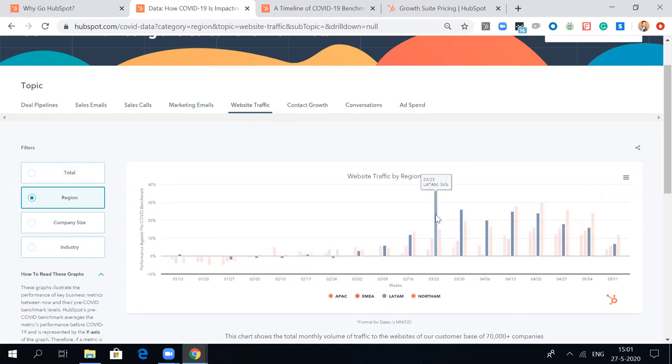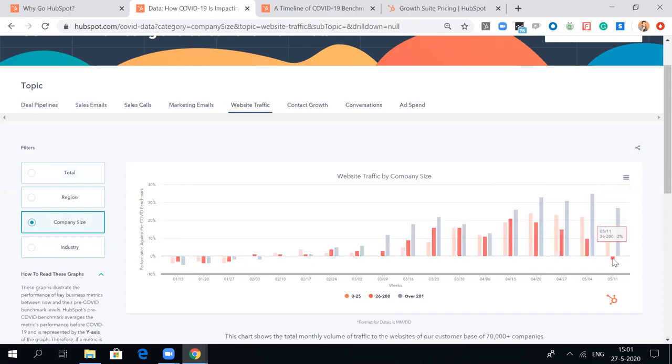Again, we see this per region develop. We've seen this per company size. The interesting thing there is the enterprise segment seems to get a lot of traffic growth. So really the big companies, over 200 employees, they're seeing a lot more traffic coming to their website because all their stakeholders probably need to see what's going on with them.